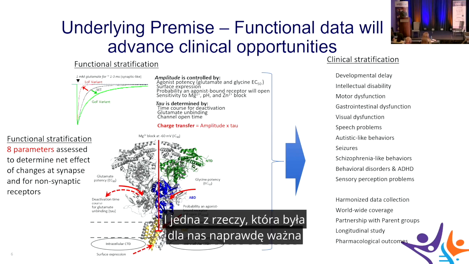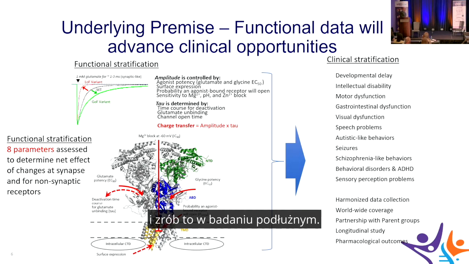And one of the things that has been really important to us is to have harmonized data collection throughout the world, partnership with parent groups, and do this in a longitudinal study. And this has been really fun to put together with Johannes Lemke in Leipzig and Jennifer at Columbia and Simons.